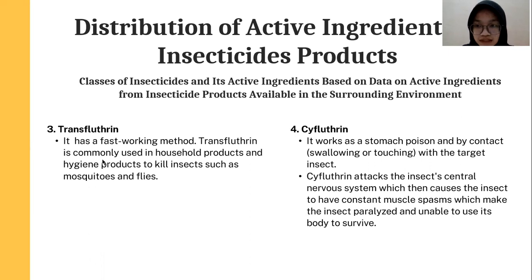Next is cyfluthrin. It works as a stomach poison and by contact, like swallowing or touching by the target insect. Cyfluthrin attacks the insect's central nervous system, which then causes the insect to have constant muscle spasms. Constant muscle spasms make the insect paralyzed and unable to use its body to survive. Cyfluthrin can remain effective longer than others, and in addition, cyfluthrin is also suitable for use in crevices where the targeted insect is hiding.